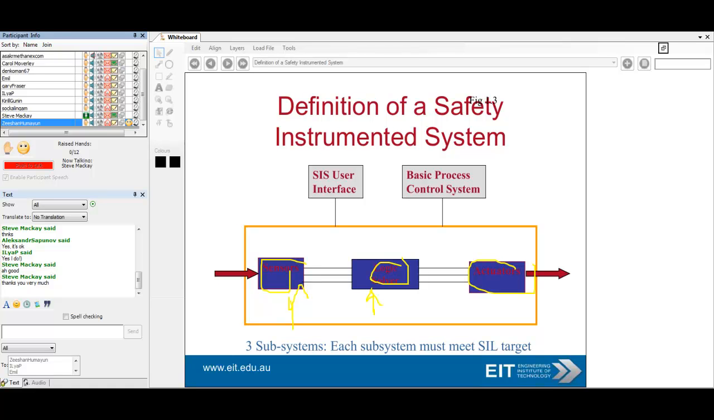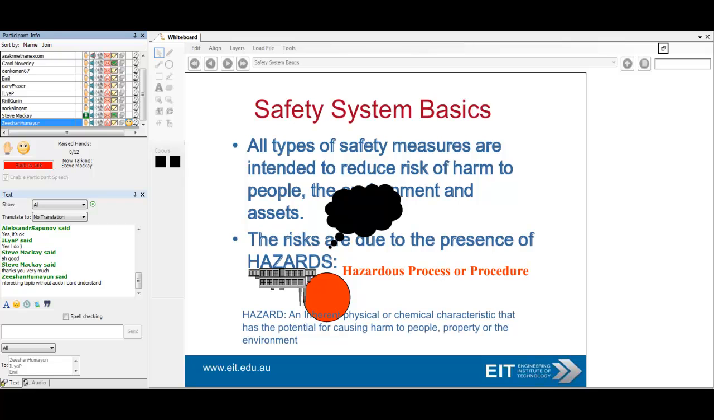So just to go through a few basics here. Forgive some of the blotches on the screen, it's designed to catch your attention. Obviously, the whole idea of the safety measures is to reduce the risk of harm to people, equipment, and assets. Assets are basically equipment.